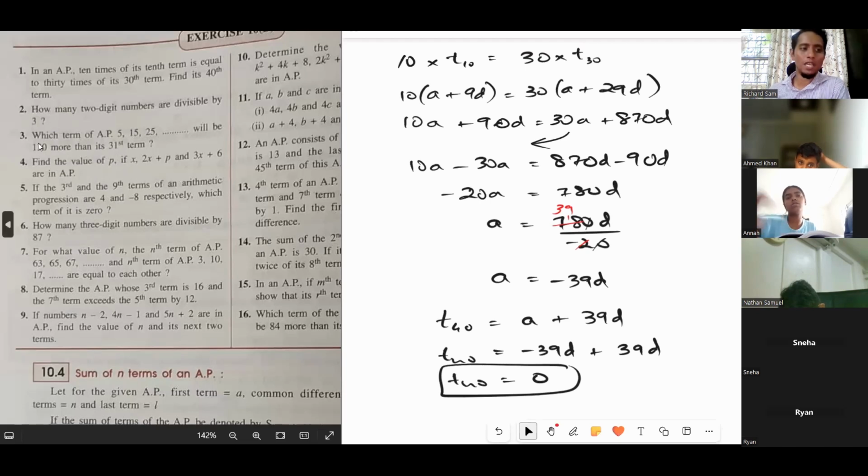Third question. Which term of AP 5, 15, 25 will be 130 more than its 31st term? Which term of this AP? The AP is 5, 15, 25. You understand the AP, right? So from this AP, which term will be 130 more than the 31st term?